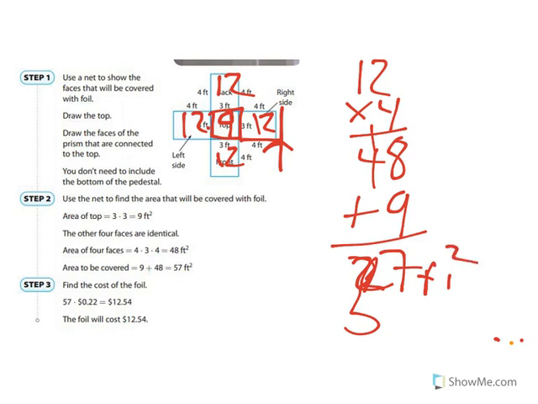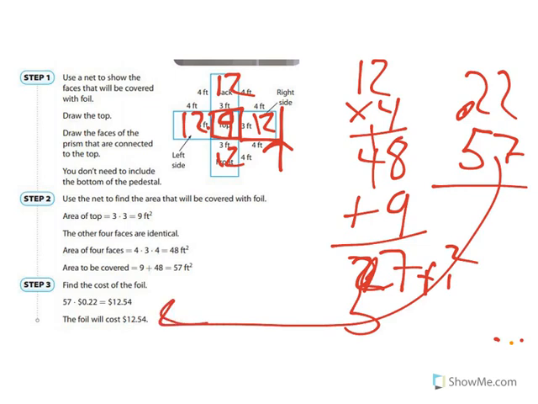And then what you do is it was 22 cents per square foot. So you're going to multiply now 0.22 times 57. And when you do that, you probably already see the answer there. That is what you get, $12.54.